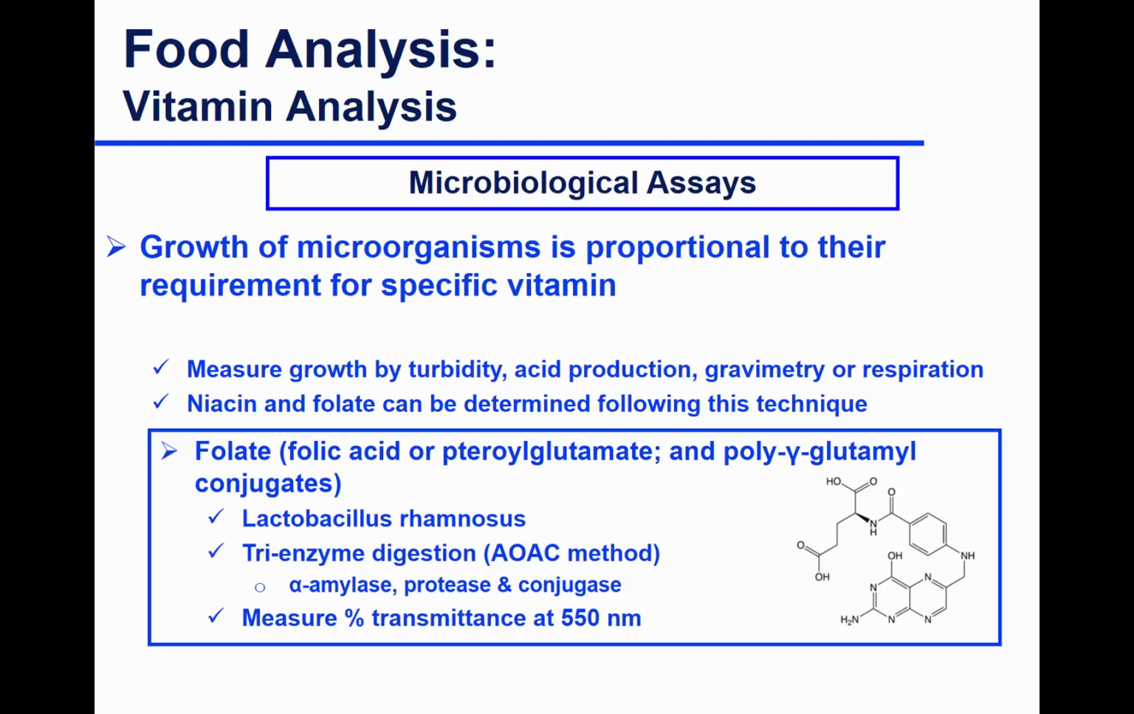Niacin and folate can be determined using this technique. For folate specifically, they use Lactobacillus rhamnosus, and the tri-enzyme I mentioned earlier: alpha amylase and protease, to break down proteins and starch and release the vitamin, and conjugase to remove the glutamyl group. Then they measure turbidity at 550 nanometers after a certain period of time.